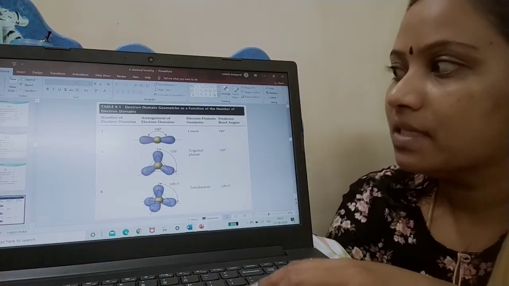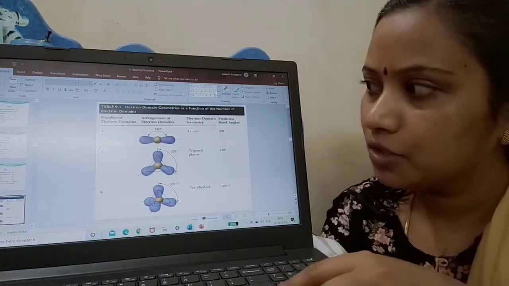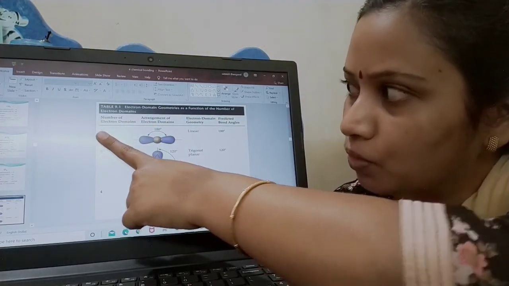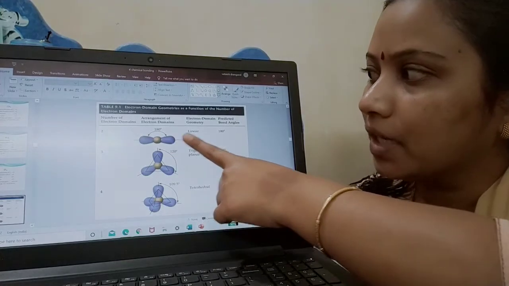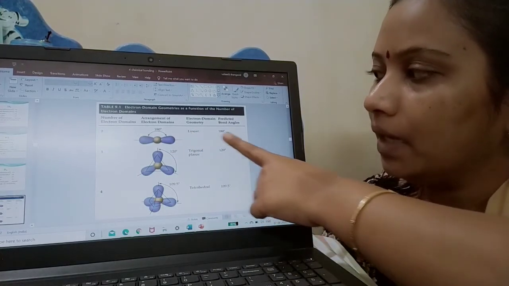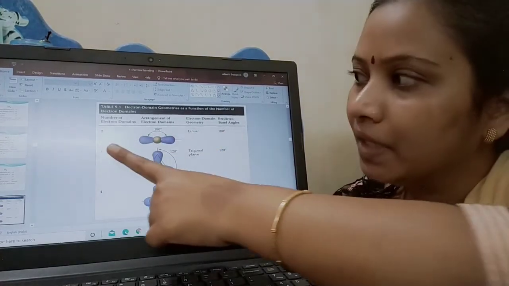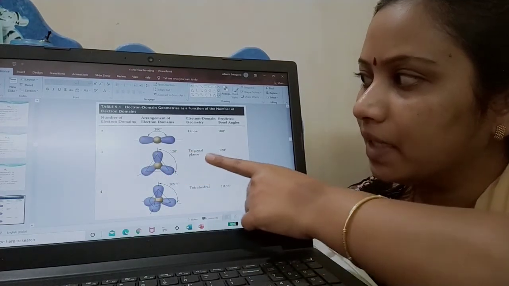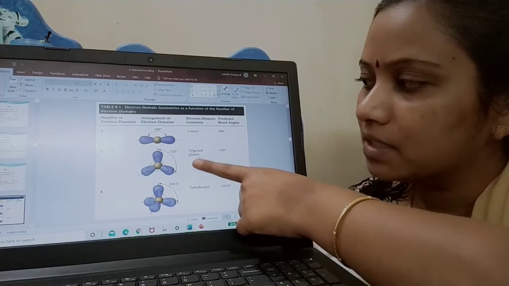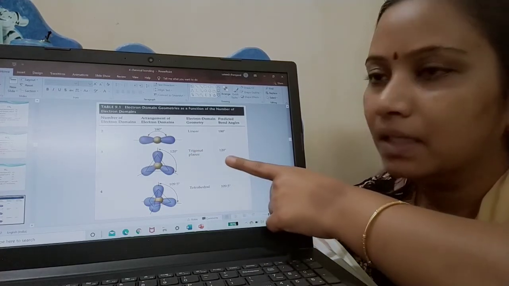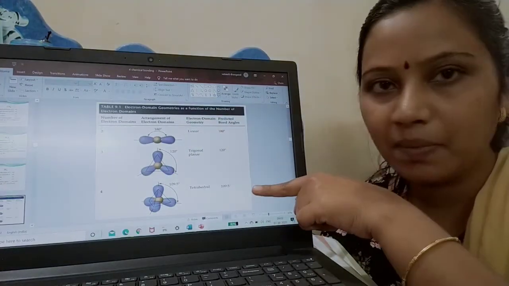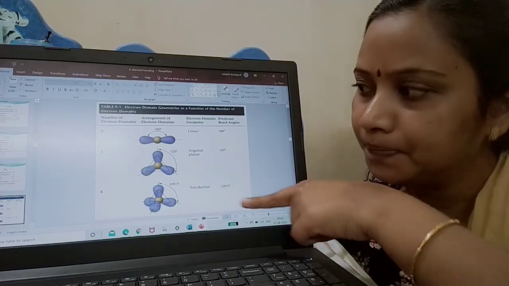Now this is a table which is present even in your textbook. For example, if the number of electron pairs is 2, how they will be arranged, what is the electron domain geometry, and what is the predicted bond angle. If the number of electron domains is 3, how they will be arranged, what is the predicted electron domain geometry? It is trigonal planar. The predicted bond angle is 120. Whatever I have discussed in the previous slide is represented in the form of a table.